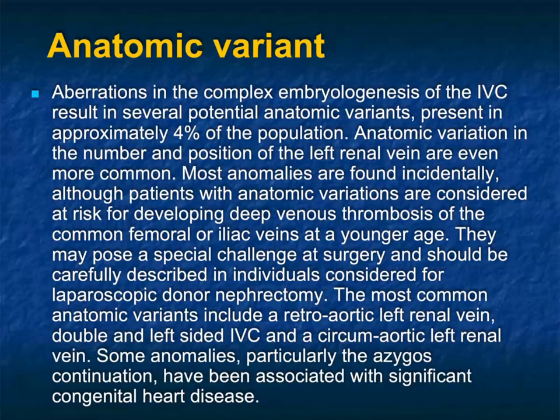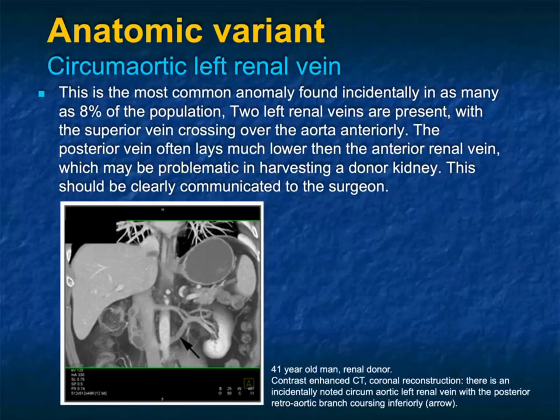Most anomalies are found incidentally, although patients with anatomic variations are considered at risk for developing deep venous thrombosis of the femoral or iliac veins at a younger age. They may pose a special challenge at surgery and should be carefully described in individuals considered for laparoscopic donor nephrectomy, for example. The most common anatomic variants include the retroaortic left renal vein, double and left-sided IVC, and a circumaortic left renal vein. Some anomalies, particularly the azygous continuation, have been associated with significant congenital heart disease.